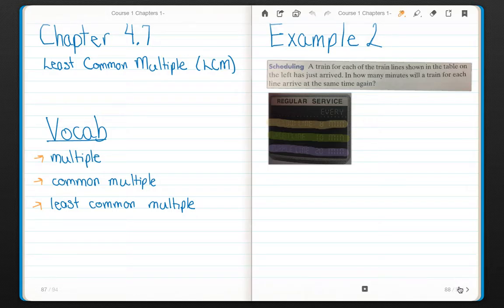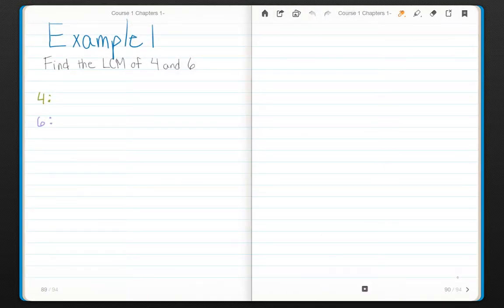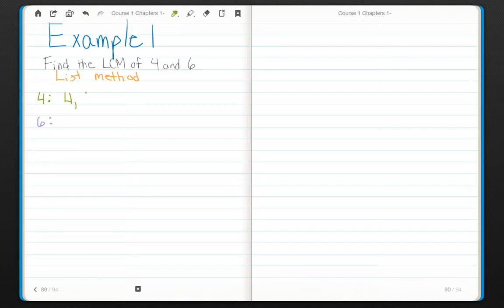We're actually going to turn the page here because I got example 1 and 2 backwards. We're going to find the least common multiple of 4 and 6. The first method is going to be using the list method. We're simply going to list all of the multiples of 4 and 6 until we find ones that they have in common. So we always start with itself, 4, 8, 12, 16, 20, etc. These are all of the multiples. They are getting bigger. 4 goes into all of these numbers evenly.